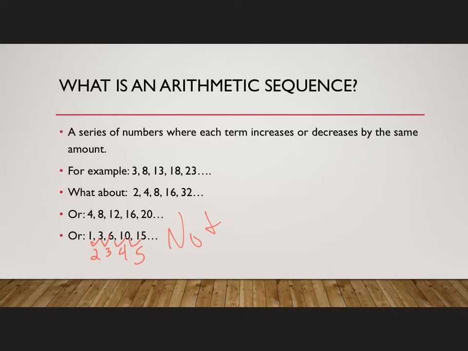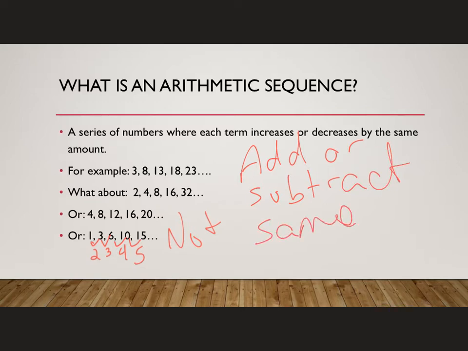So arithmetic sequence doesn't mean you can tell what the next number is. It means that we add or subtract the same amount. Okay? So that's what it means. We add or subtract the same amount to get in between each term.